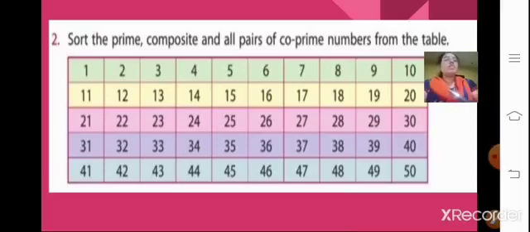Like, which are the prime numbers? 2, 3, 5, 7, okay, 11, 13. So all the prime numbers you have to sort out. Then composite numbers: 4, 6, 8, 10. And same way you have to sort out the co-prime numbers, where two numbers do not have common factors between them except 1.